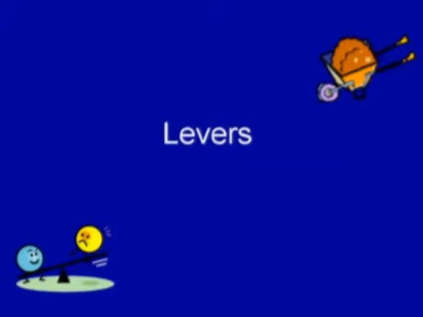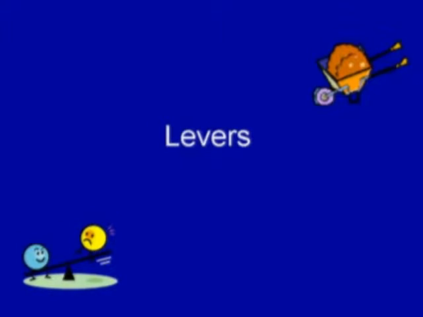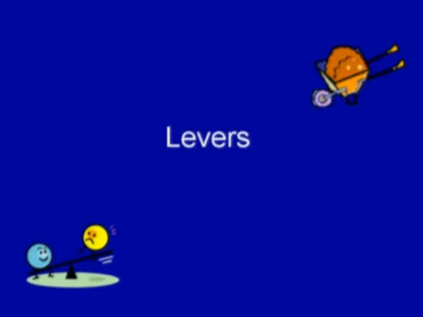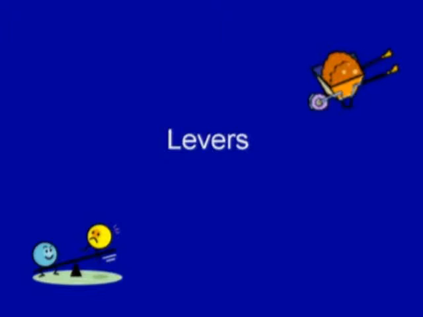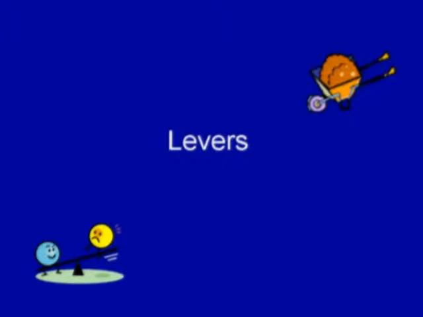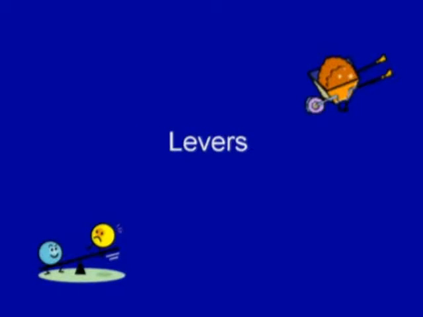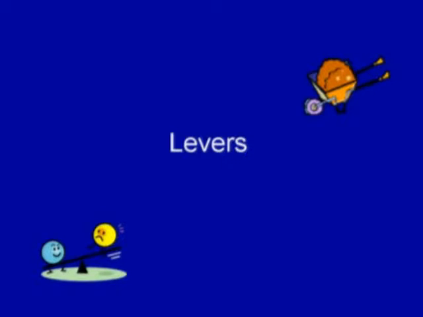Levers are the last type of simple machine we are going to explore. A lever is a bar that pivots at a fixed point called a fulcrum. There are three classes of levers. Each class of lever has a load, fulcrum, and effort that are located around its bar.